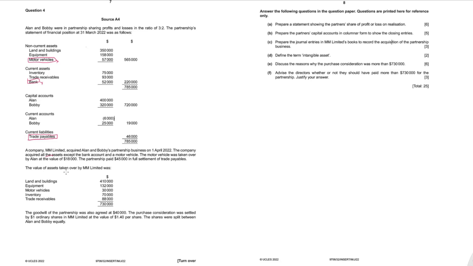The value of assets taken over by Limited, these are the current values of the assets, and the goodwill of the partnership was also agreed at 40,000. So they have decided to pay 40,000 as goodwill. Purchase consideration was settled by ordinary shares issued at a price of $1.4. The total purchase consideration they have not given directly, we'll calculate it, and the shares were split between Alan and Bobby equally.